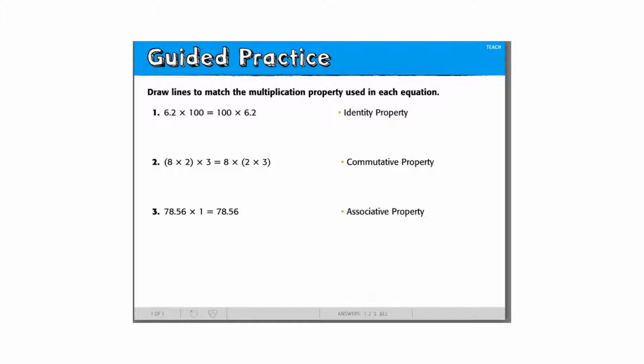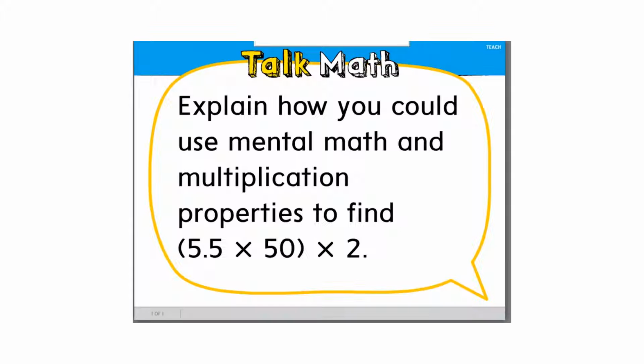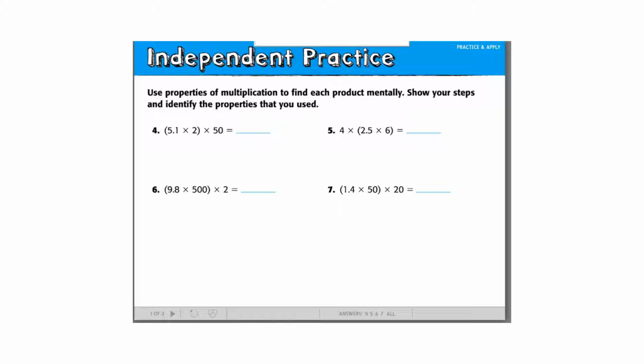Okay, look further into your assignment, because I want to show you what some of the directions are going to look like. The first set of directions say to draw lines to match the multiplication property that was used. On this one all you're doing is drawing lines to which property you think was used. On these ones, use properties of multiplication to find each product mentally. Show your steps. Ooh, this part's important. Show your steps. And identify the property that you used.